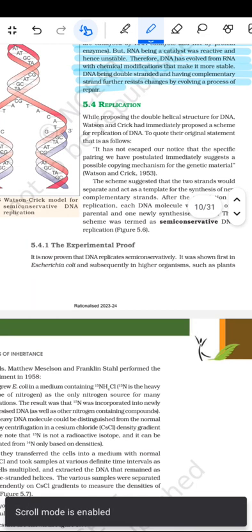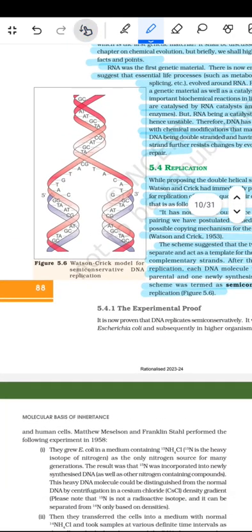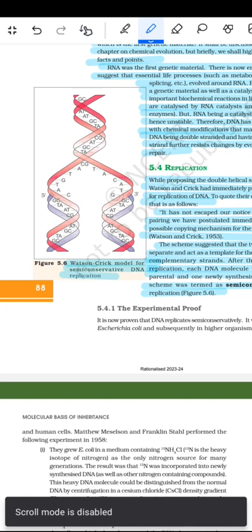Then comes replication. While proposing the double helical structure for DNA, Watson and Crick had immediately proposed a scheme for the replication of DNA. The original statement is as follows: It has not escaped our notice that the specific pairing we have postulated immediately suggests a possible copying mechanism for the genetic material. Watson and Crick said this in 1953. The scheme suggested that the two strands could separate and act as a template for the synthesis of new complementary strands. After the completion of replication, each DNA molecule would have one parental and one newly synthesized strand. This scheme was termed semiconservative DNA replication. So here is the Watson-Crick model for semiconservative DNA replication.